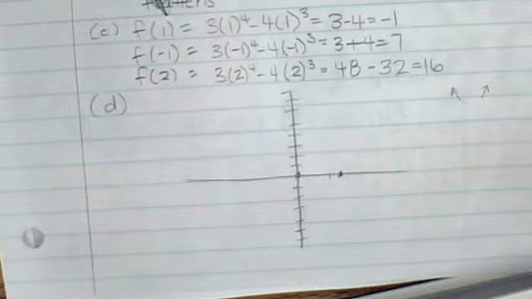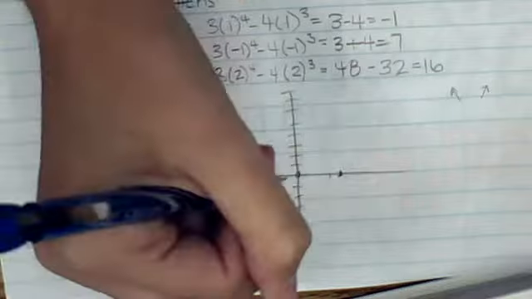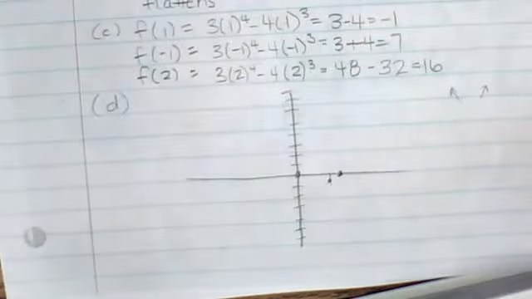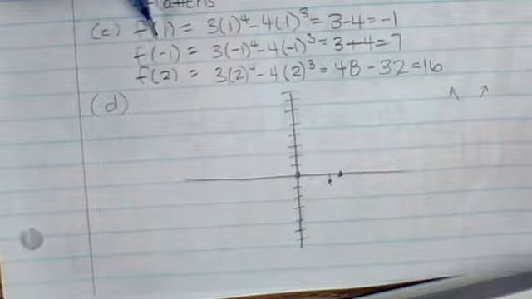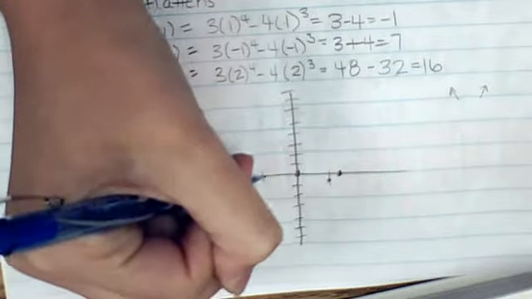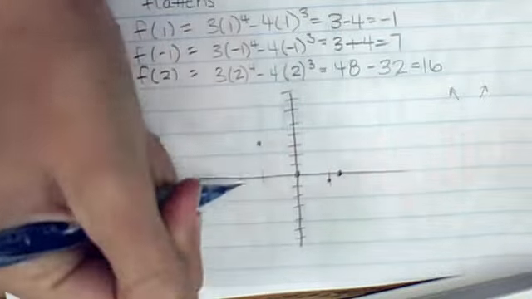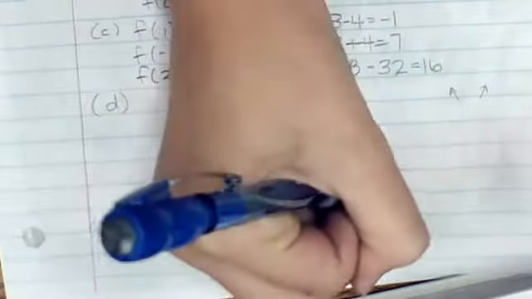I can also plot my points that I just got, which were 1, -1. I'm going to go by 2's on my y-axis so I have enough room. -1 and 7. And 2 and 16.